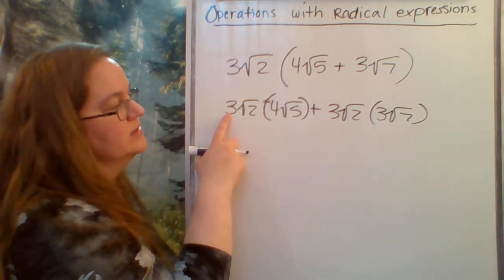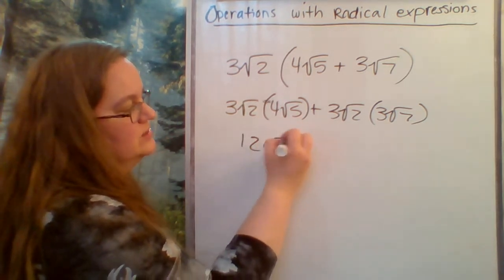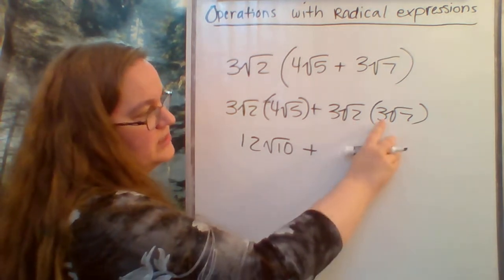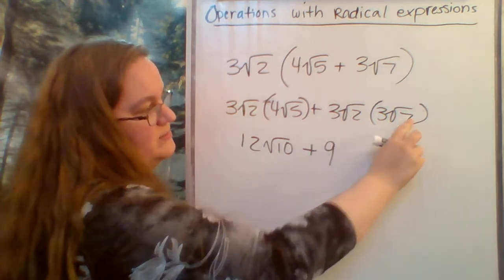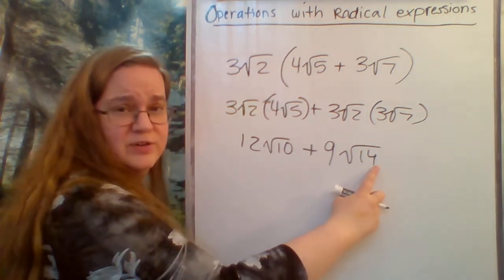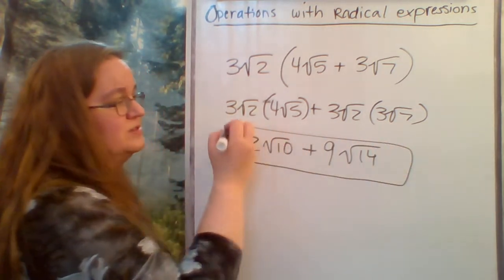What can I do? I can do 3 times 4 is 12, and 2 times 5 is 10, so it's 12 root 10, plus 3 times 3 is 9, and 2 times 7 is 14. Neither of these have perfect squares other than 1, so I can't simplify. This is my final answer.